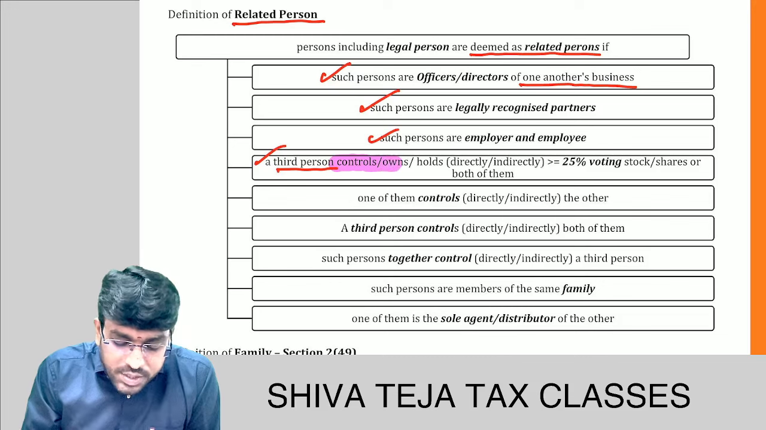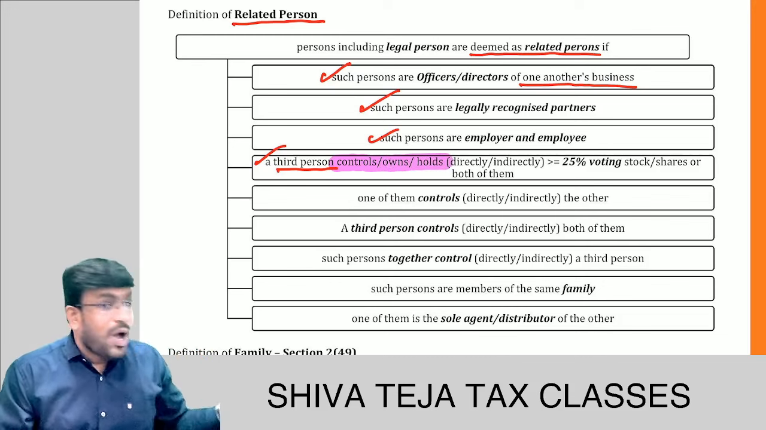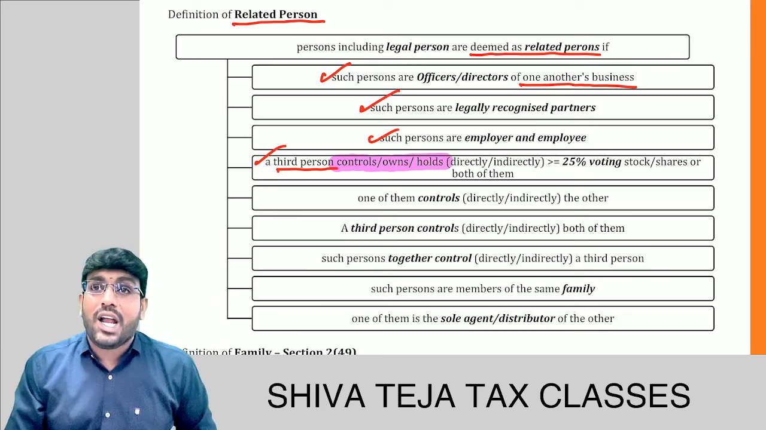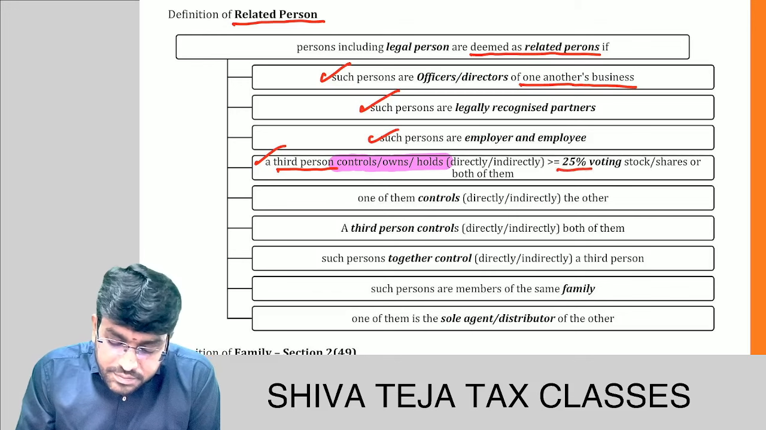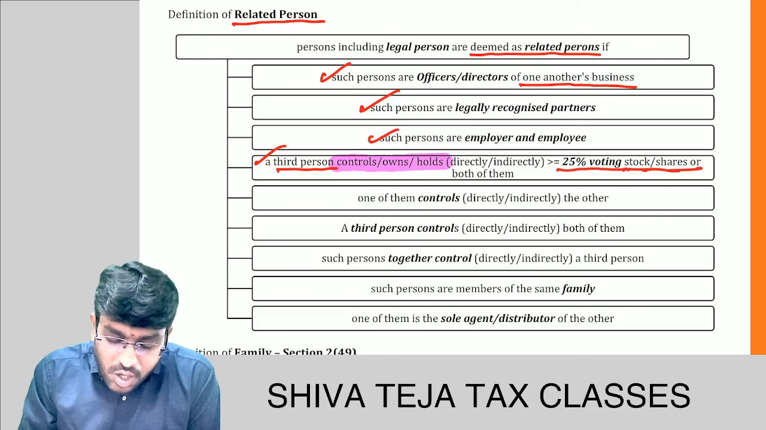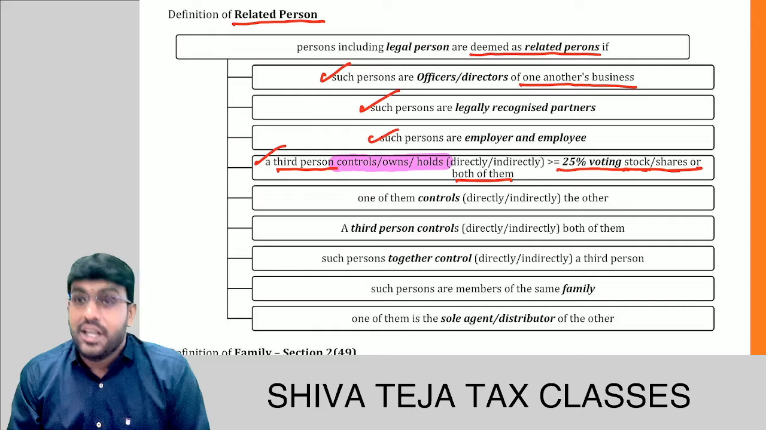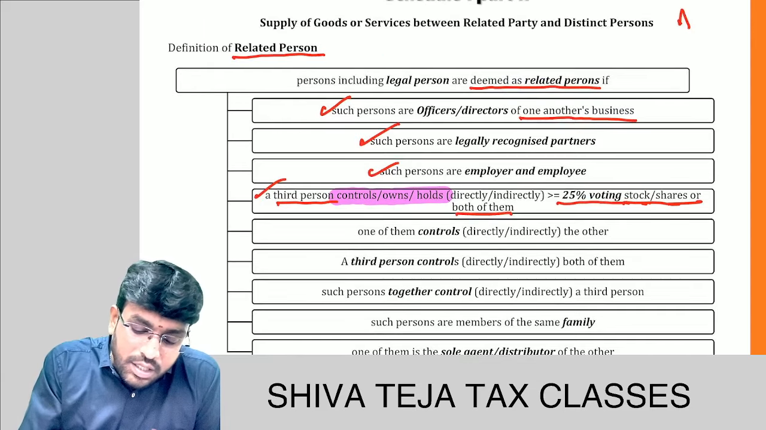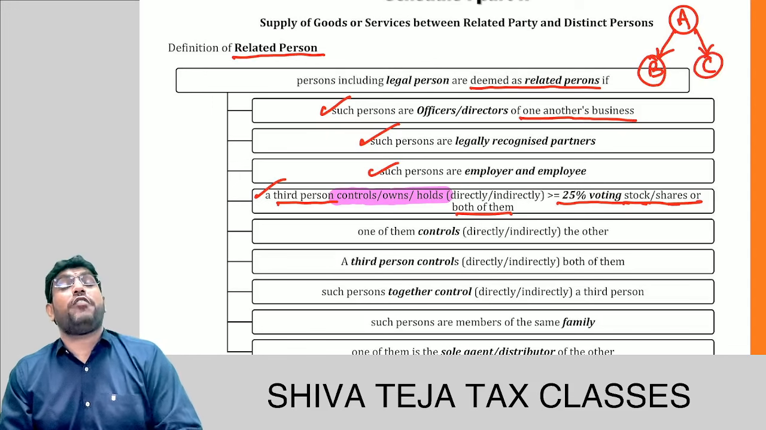Controls, owns or holds. Either controlling, or owns, or holds, directly or indirectly, greater than or equal to what percent of voting stock or shares or both of them. Getting clarity? That means A is controlling B and also controlling C and having a share of more than that.